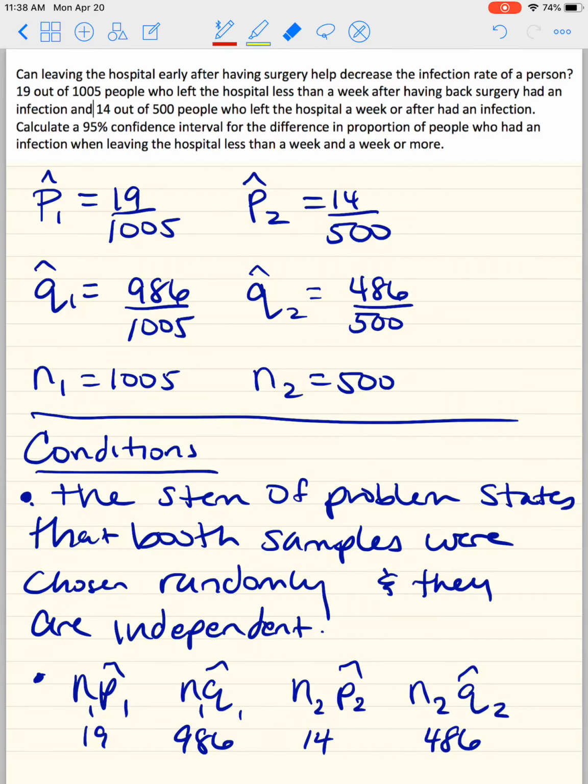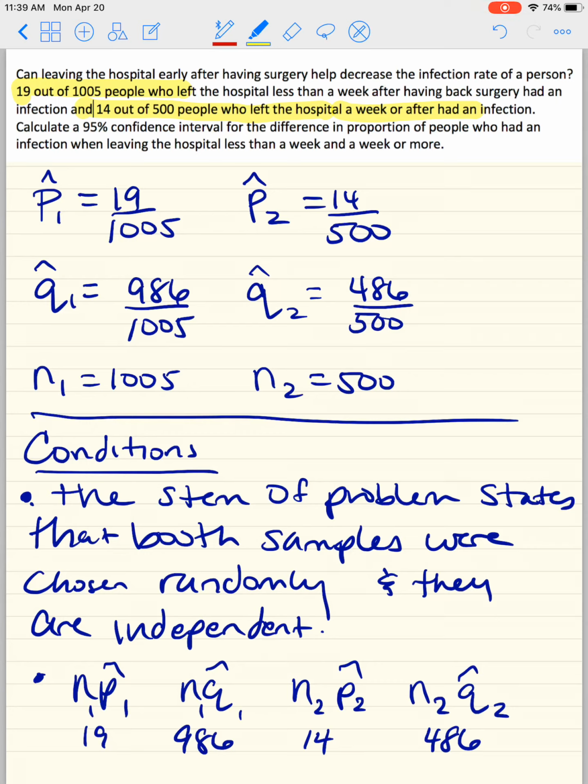Hey guys, in this problem I'm going to discuss how to do a two sample Z interval for proportions. Can leaving the hospital early after having surgery help decrease the infection rate of a person? 19 out of 1,005 people who left the hospital less than a week after having back surgery had an infection, and 14 out of 500 people who left the hospital a week or after had an infection.